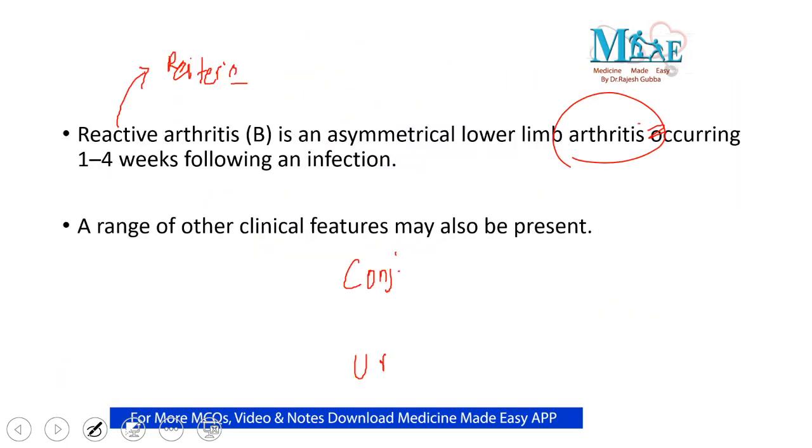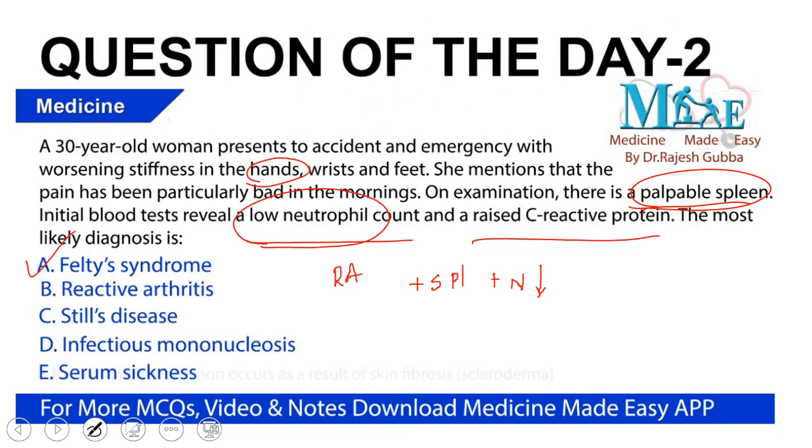So going back to our question now. Our patient is a female, 30 years. She has rheumatoid arthritis.